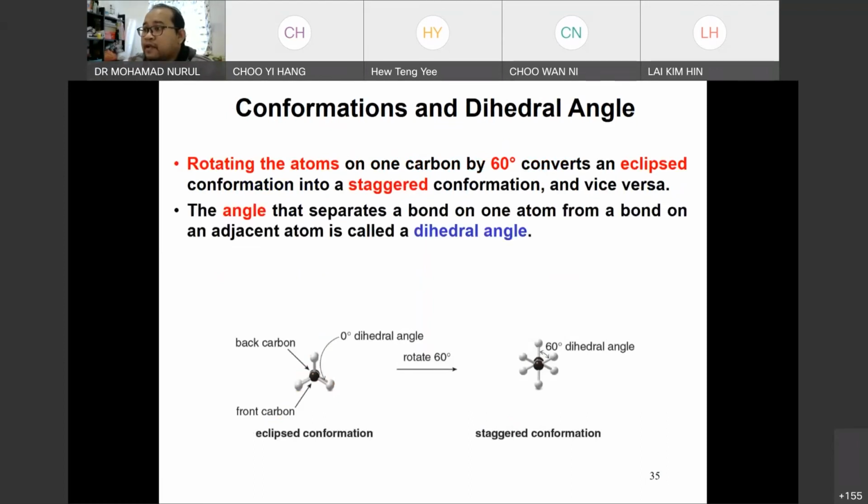The angle that separates a bond on one atom from a bond on an adjacent atom we call the dihedral angle. This dihedral angle here is 60 degrees. That's why when we convert from eclipsed and rotate around 60 degrees, it becomes staggered, and this angle we call the dihedral angle.